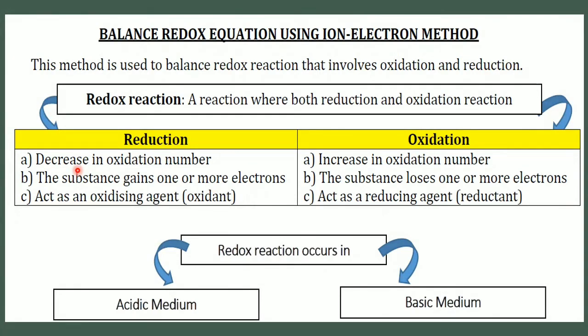So reduction means that there's decrease in the oxidation number, and the substance may gain 1 or more electrons, and the atoms which undergo reduction act as an oxidizing agent. And for oxidation, there will be increase in the oxidation number, and the substance loses 1 or more electrons, and the atoms which undergo oxidation will act as a reducing agent. So our redox reaction can happen in acidic or basic medium. So now we will see how to balance the redox reaction in both the acidic and basic medium.